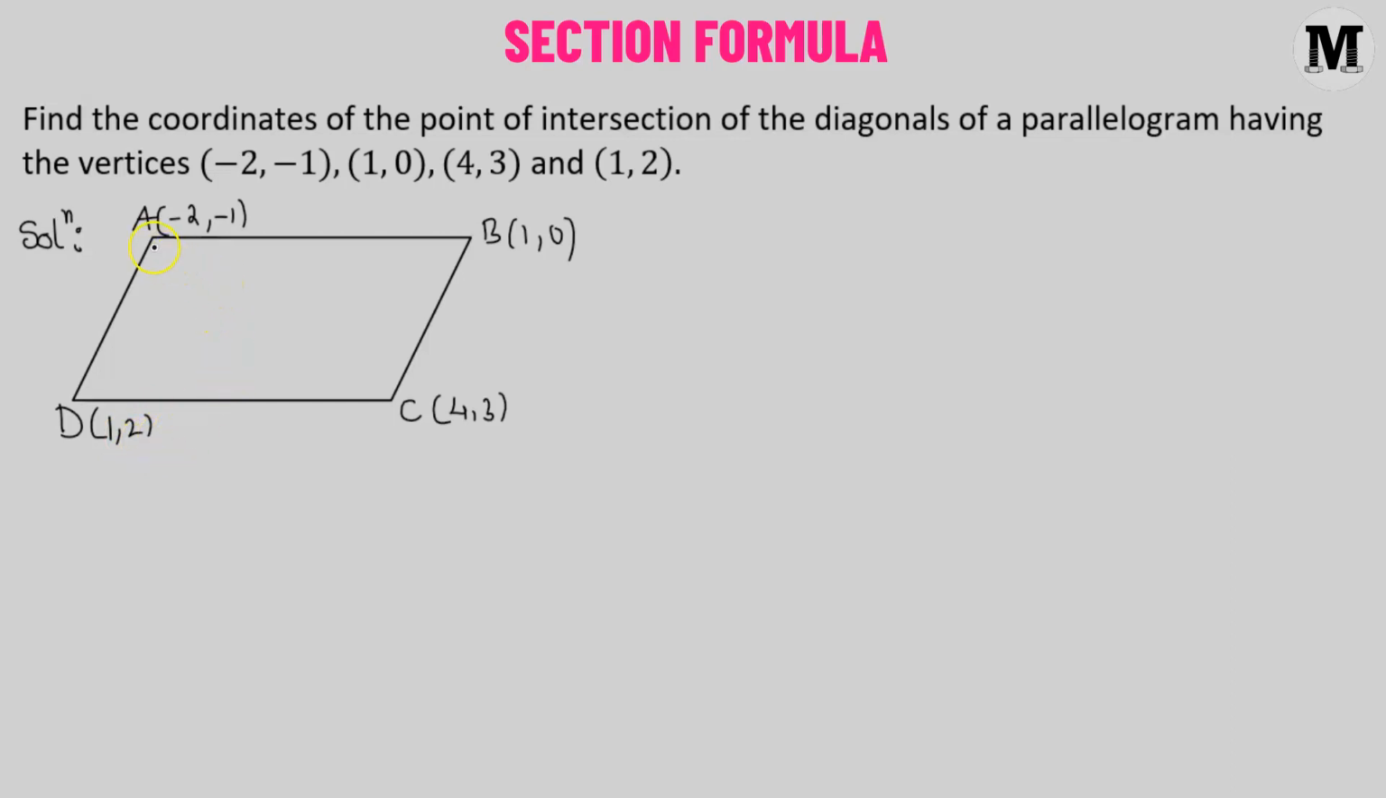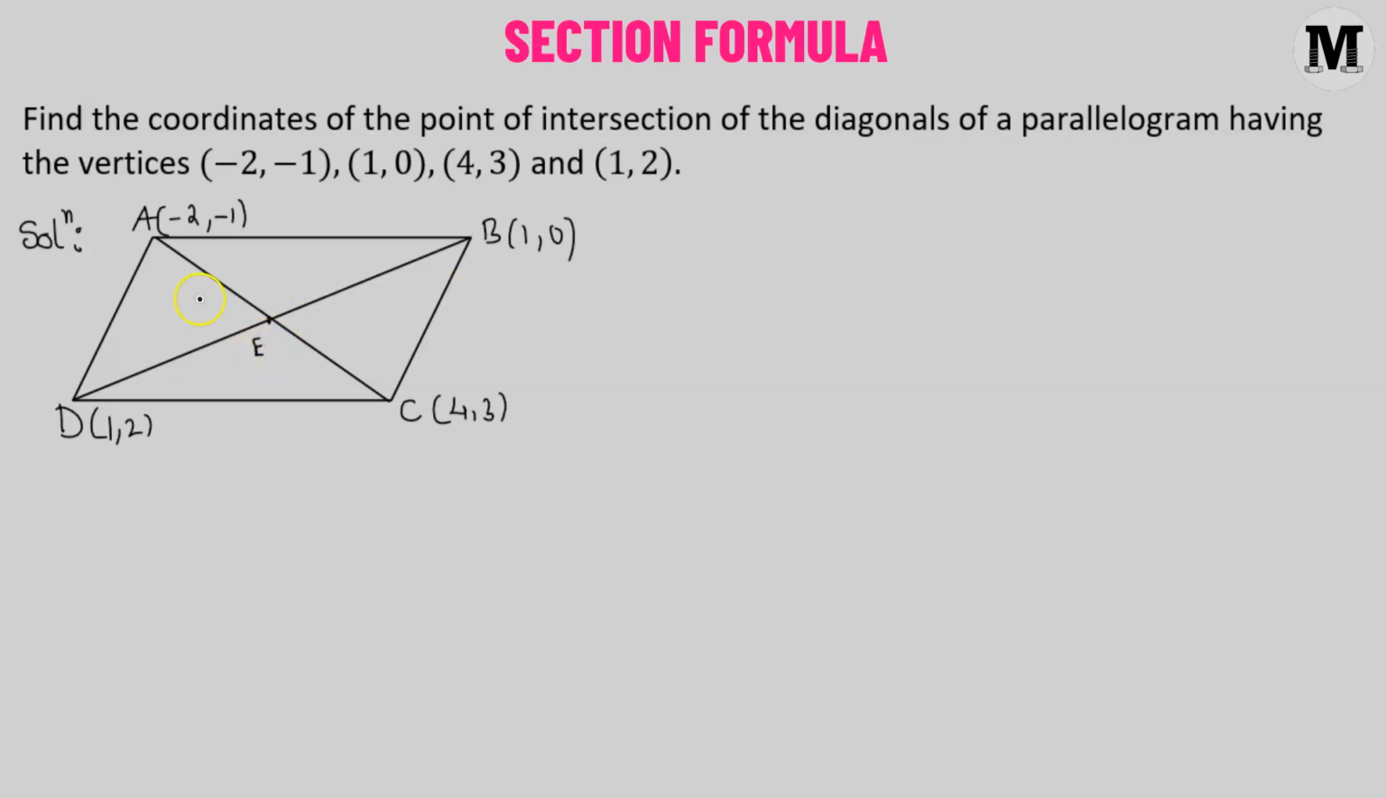Now, next step, we will join the vertex A and C. That's going to give us the diagonal AC, and similarly, we will join B and D to get the diagonal BD. So our goal will be to determine the coordinates of the point of intersection of the diagonals of a parallelogram. That means we need to find out the coordinates of this particular intersection point, E.